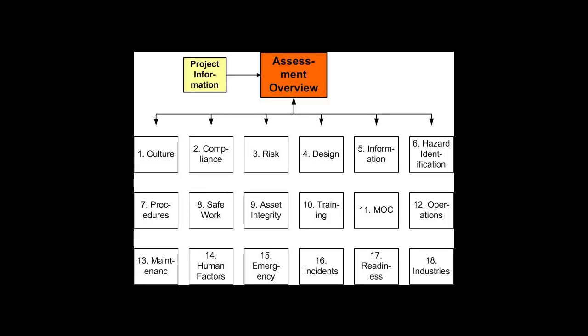Here we see the overall structure of the Operational Excellence Assessment System. At the top is the Assessment Overview. It provides a top-level overview of the quality of your operational excellence system based on the responses you give to the questions in the worksheets. Below the overall assessment are 18 workbooks, starting with 1, Culture, and ending with 18, Industries. In the Excel system, a workbook consists of a collection of worksheets or spreadsheets.